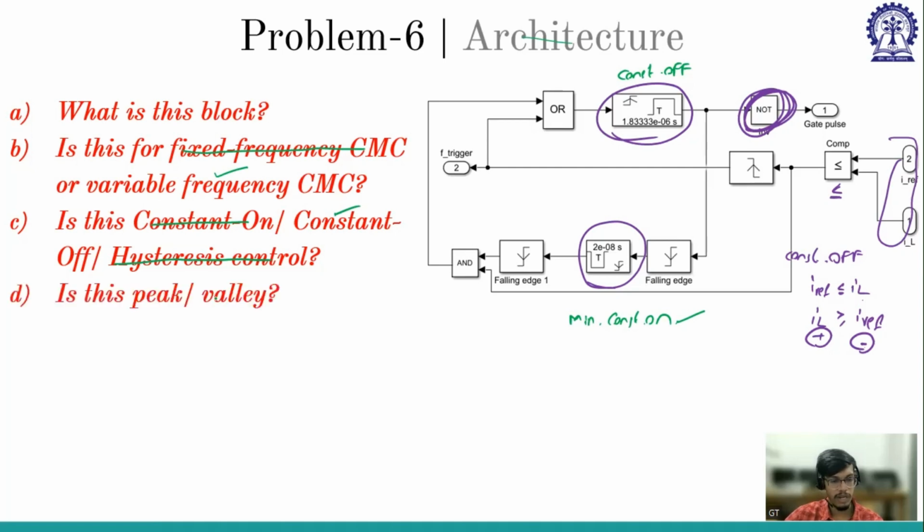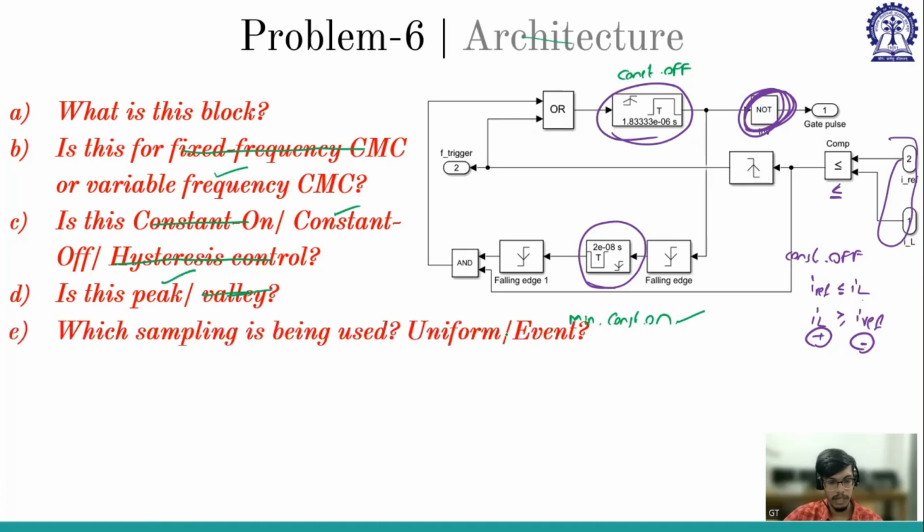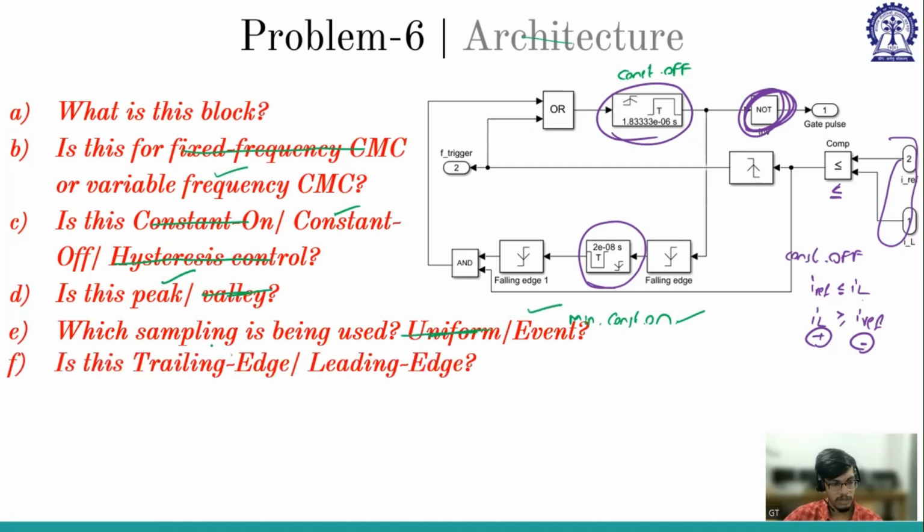And is this peak or valley? I have discussed, constant off is what, peak or valley? Peak. So constant off is peak. And with sampling, we know it is event-based sampling. And trailing edge or leading edge? It is peak, so trailing edge.